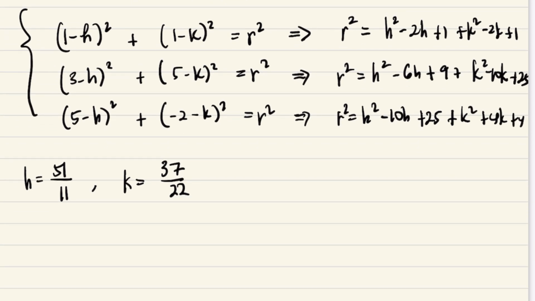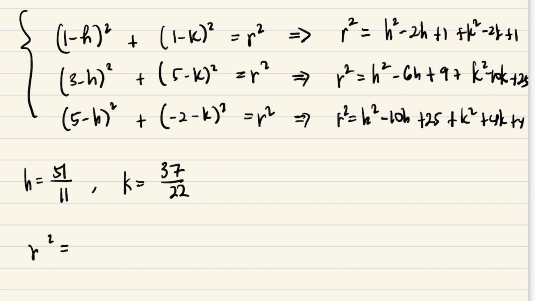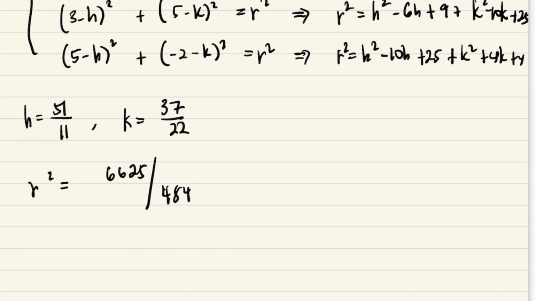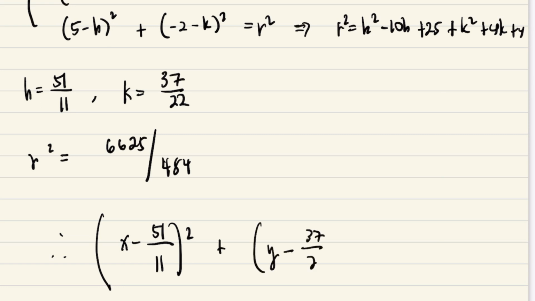And so solving for r, you can just use any of the points given here. So r squared is 6,625 over 484. Whether you can simplify that or not doesn't matter. So that's the r squared anyway. Therefore, your equation of the circle is (x minus 51/11) squared plus (y minus 37/22) squared equals 6,625 over 484. That's it.